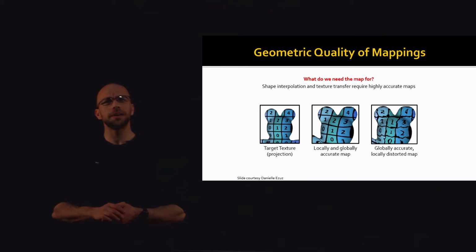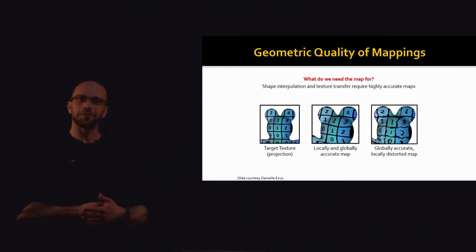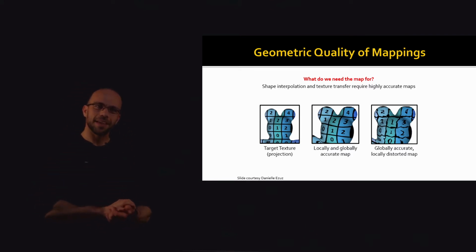A very typical way to visualize your mapping is to use a texture like what we've shown on this slide, where I maybe put a grid of numbers or letters or symbols on one model, and then I'm just going to transfer that to the other, which is a great way to see how well your mapping is preserving structure and detail.